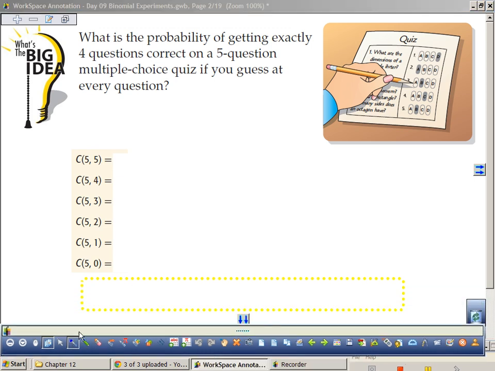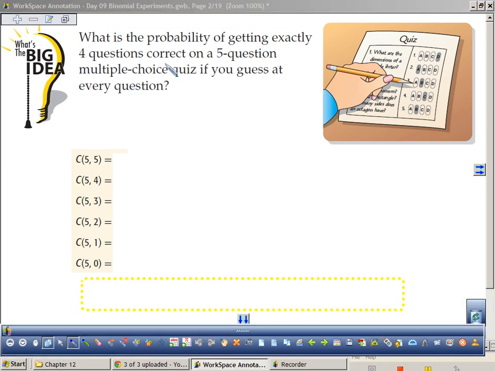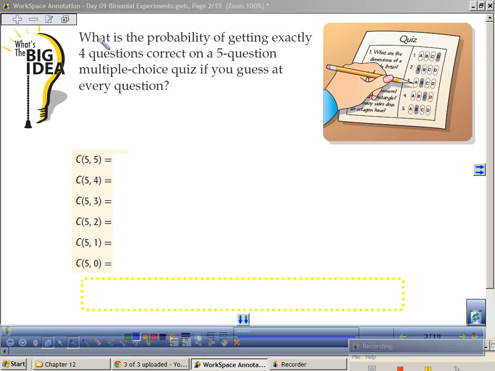Okay, so let's look at the scenario. If you were to guess at every question, what's the probability that you get 4 questions correct on a 5-question test? Can somebody tell me, so this is one of those combinations. 5 choose 5 would be getting all of them correct, right? So can somebody tell me what 5 choose 5 is?